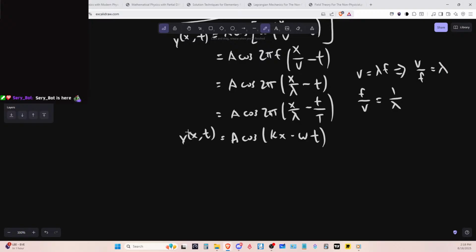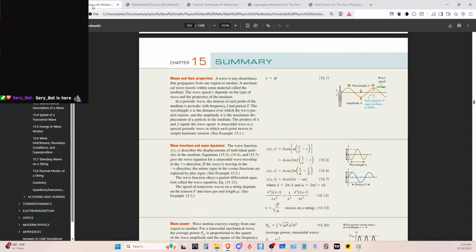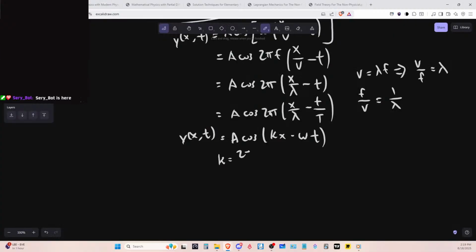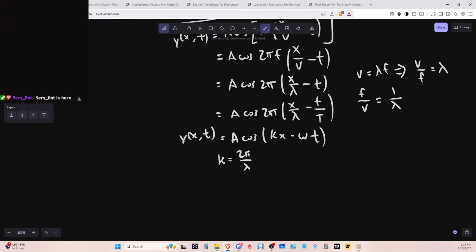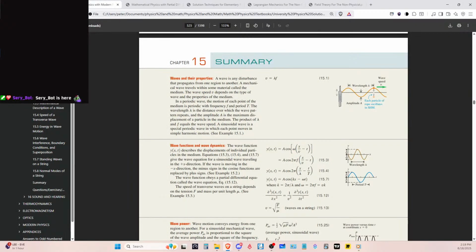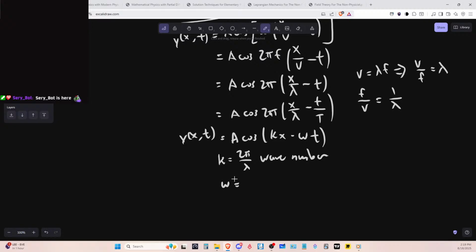So this equation can be broken down into a lot of things depending upon what data we're given. So they wrote down that k is equal to 2 pi over the wavelength, which I know is the wave number, so we'll just write down wave number. Omega, that is 2 pi times the frequency.